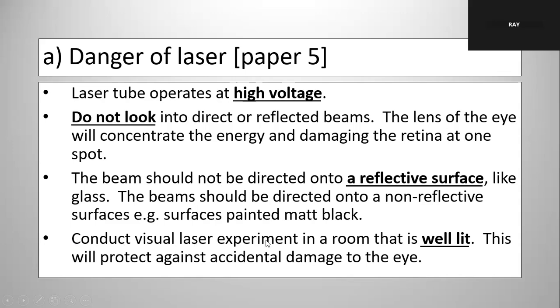Conduct visual laser experiments in a well lit room. Right? Do the experiment in a well lit room. This will protect against accidental damage to the eye.